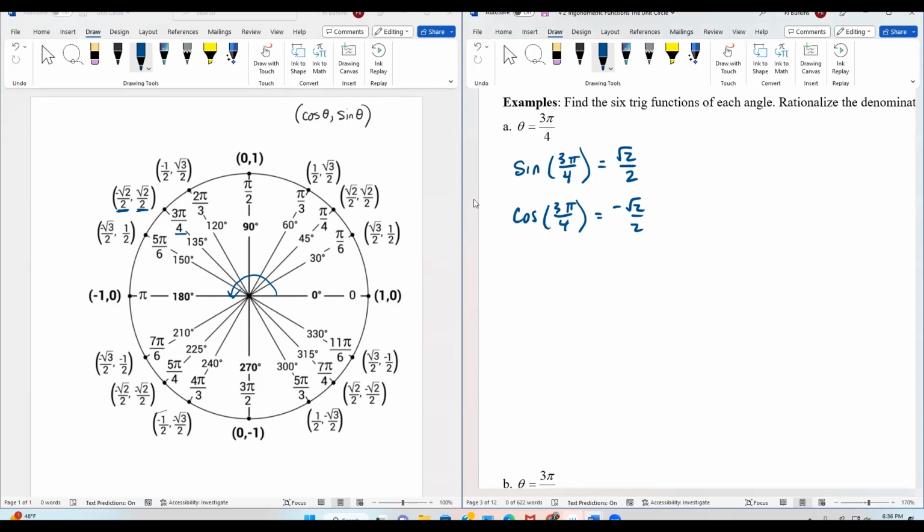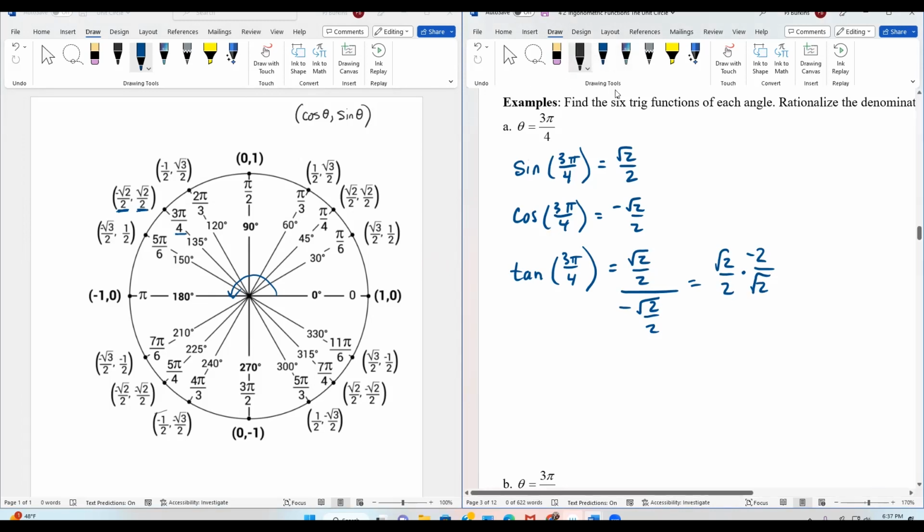And then tangent is the y coordinate, root 2 over 2, divided by the x, which is negative root 2 over 2. So I'm going to flip and multiply. Sorry, this would be that and negative. There we go. And all of this is going to cancel out. Root 2 divided by root 2 is 1, 2 divided by 2 is 1. We're left with a negative, so it's negative 1.